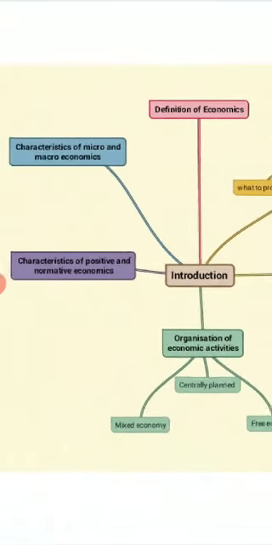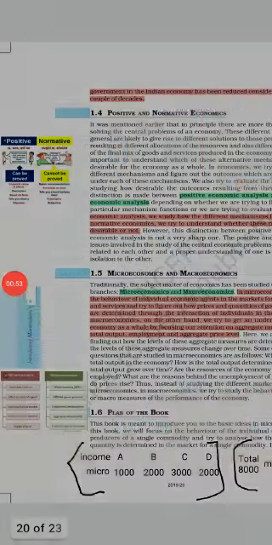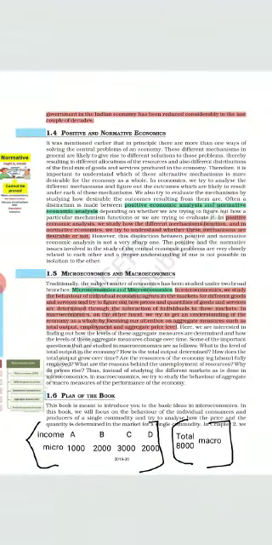Now today we will start with the last two topics, that is characteristics of positive and normative economics and characteristics of micro and macroeconomics. First, let's start with positive and normative economics. Like in the previous videos, we have already discussed the central problems of an economy, that is what to produce, how to produce and for whom to produce.